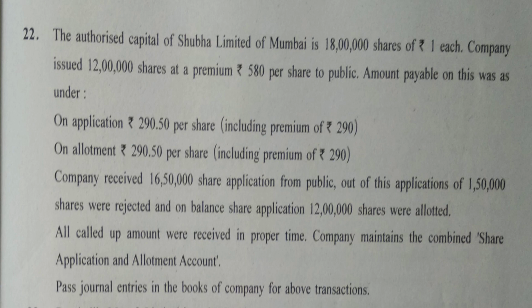Now, sum number 22 that is given in your exercise is exactly similar to illustration 18. Alright? Still, let me explain this question so that you can solve it on your own. The authorized capital of Shubha Limited of Mumbai is 18 lakh shares of rupees 1 each. Authority that the company is having is of 18 lakh shares.